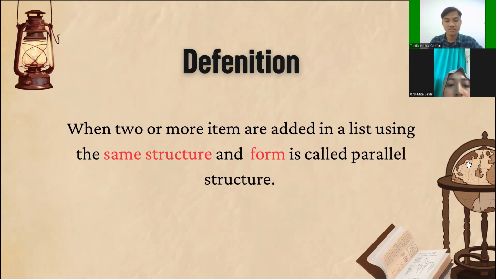The first material will be explained by me about parallel structure. This is the definition of parallel structure. When two or more items are added in a list using the same structure and form, it is called parallel structure.